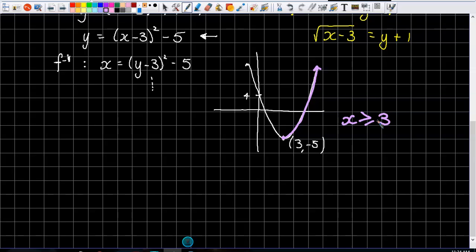So when it's a quad, let's look at completing the square. It helps us with our domain, and it also helps us to find the inverse.